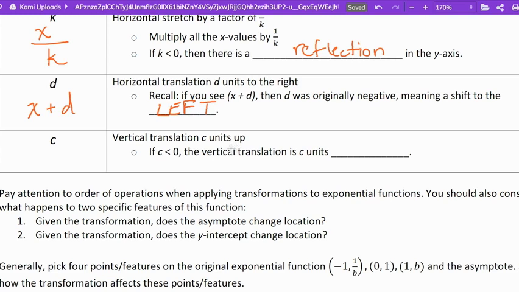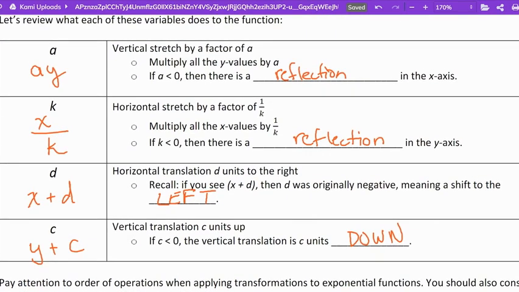And then we have C, which is the vertical translation, which changes the horizontal asymptote, as you guys figured out. Okay, if C is less than 0, the vertical translation is C units down. If it's less than 0, meaning it's negative, then we're going down. Right? C is the nice one. That is just y plus C, whatever C is.